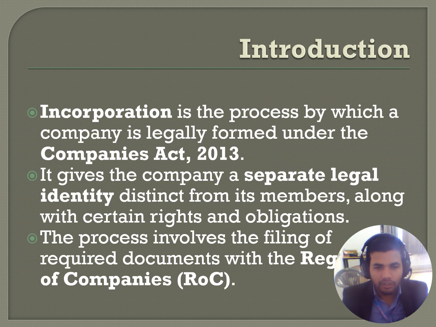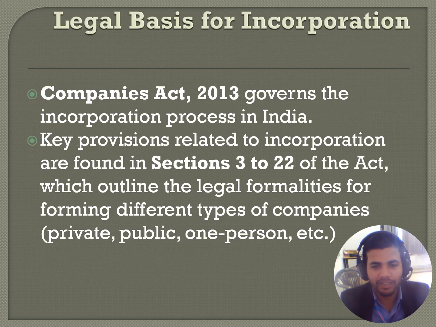As we discussed, on the basis of incorporation there are two types of companies. One which is unincorporated, which means which has not been registered under the Companies Act 2013, and the incorporated companies, which means the companies which have been incorporated under the provisions of the Companies Act 2013. So the legal basis for incorporation is provided in sections 3 to 22 of the Companies Act 2013, which provides a detailed outline of legal formalities for forming different types of companies, that is one person company, private company, or a public company.